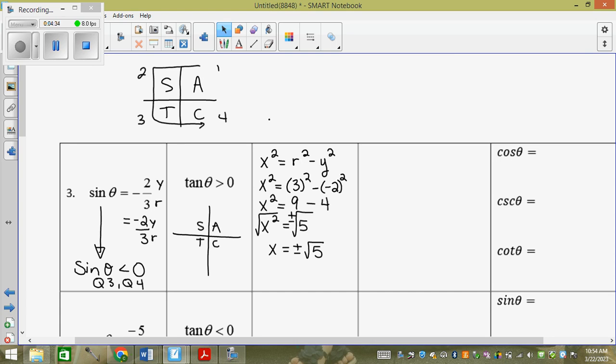Then I told you I have to give you another piece of information. Because if I don't, x is negative in quadrant 3, x is positive in quadrant 4, and I've narrowed down nothing. So that's why I give you this other extra piece of information: tan theta is greater than 0. So that's just saying tan theta is positive. Where is tan theta positive? 1 and 3.